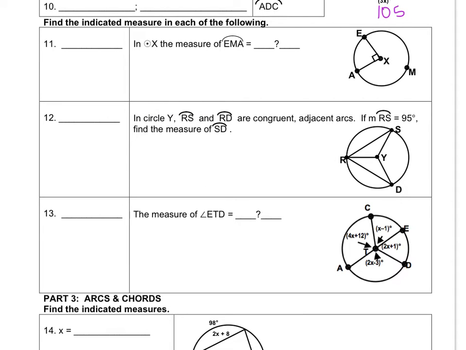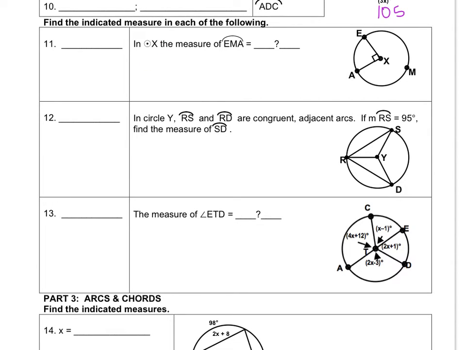Okay, on the next one it says find the indicated measure of each of the following. So it says in circle X, we're looking for the measure of EMA. Well, X is the center. How do I know that? Because you always name a circle by the center. That is your center X.